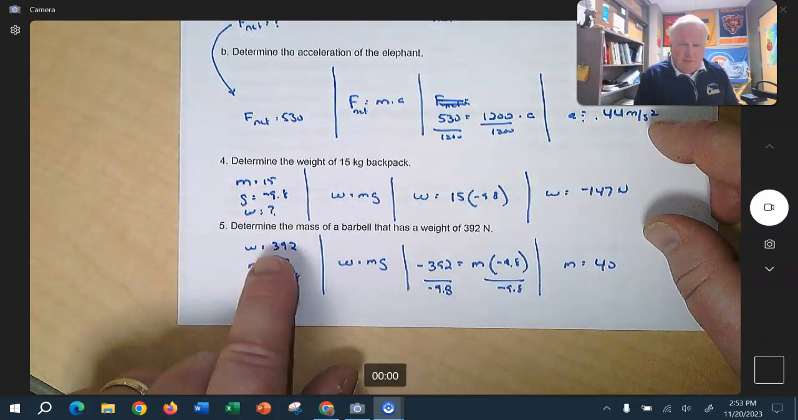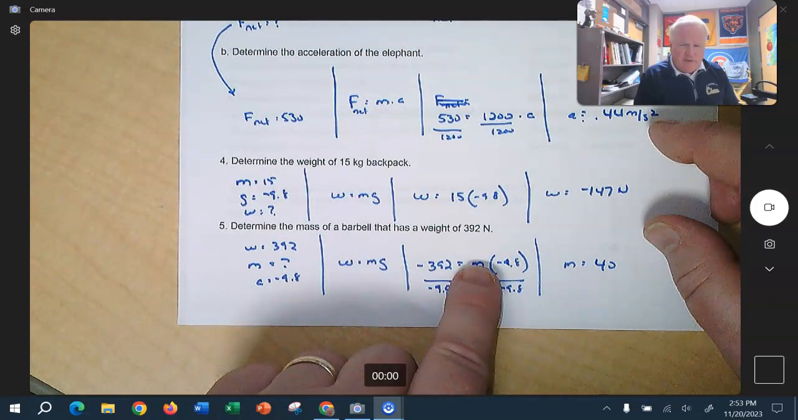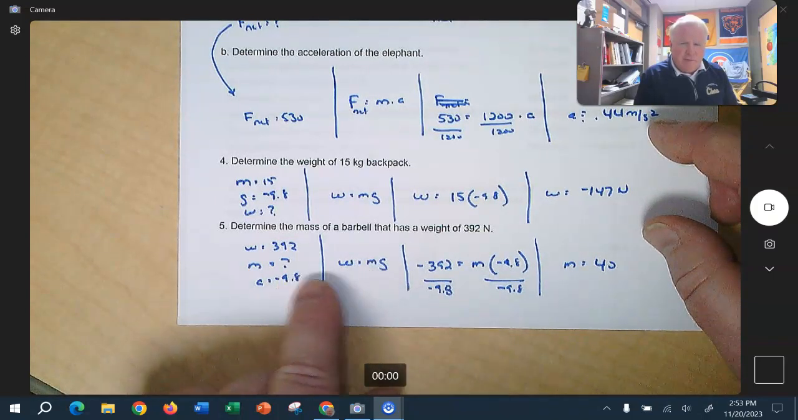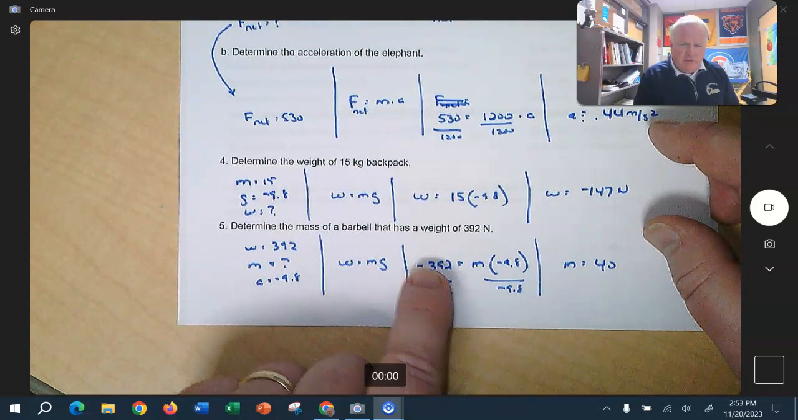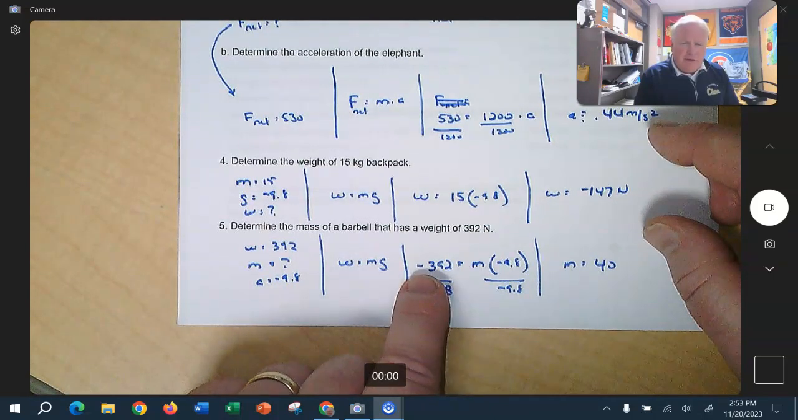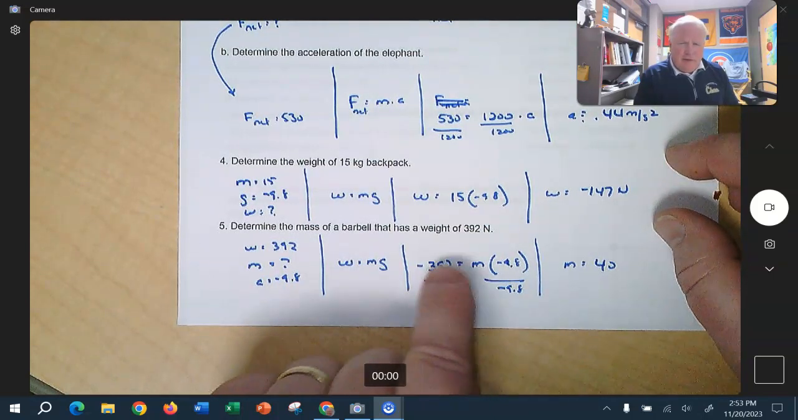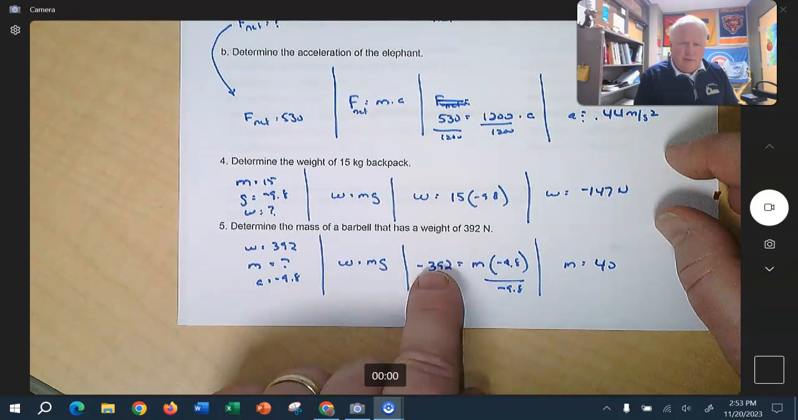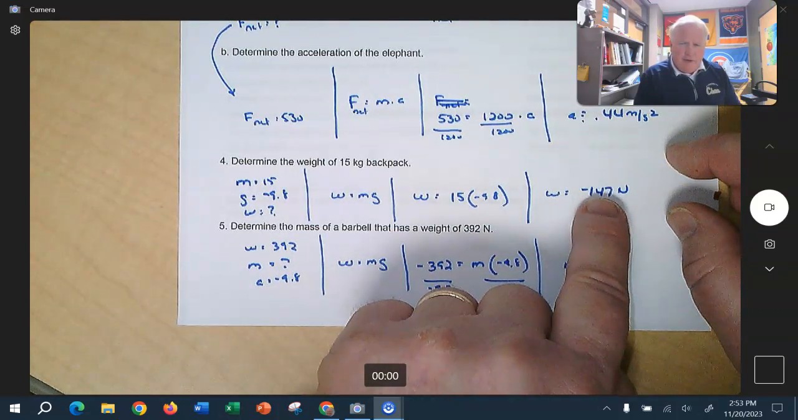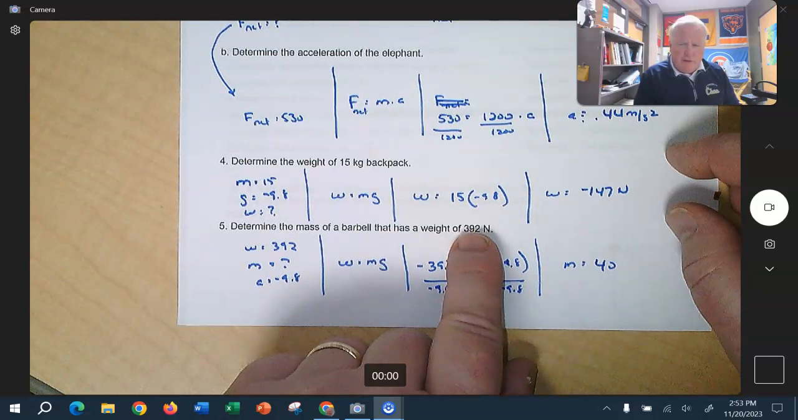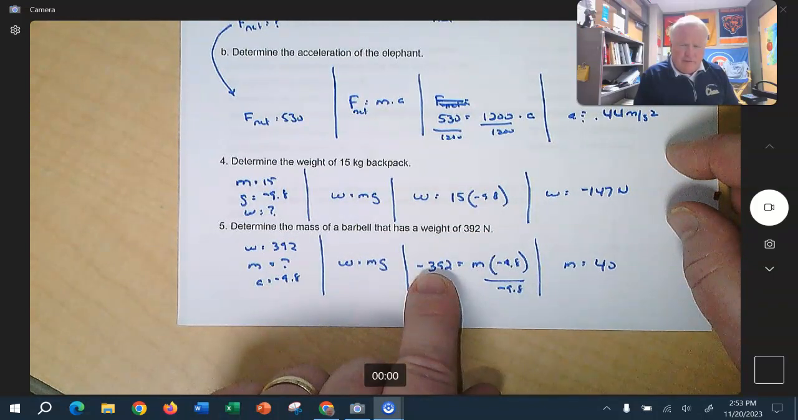The second one, they give you the weight and they want you to find the mass. So when we do the 4-column method, 392. Now some people might be asking me, why did you get negative? It doesn't say negative here, Mr. Block. Well, remember, a negative weight is a downward force. Weight is a downward force, so it's negative.